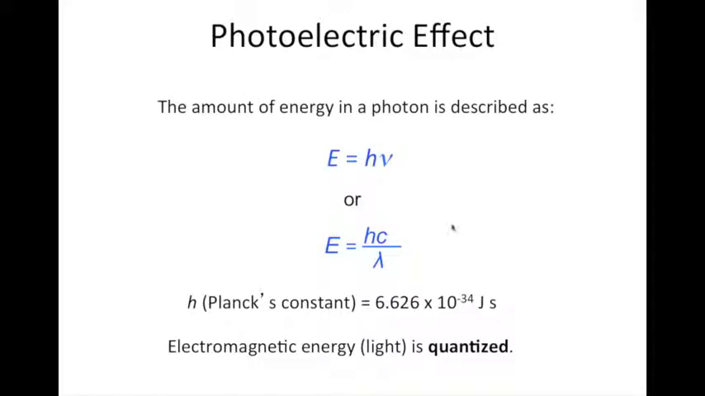The energy of a photon, as we said, is related to the frequency of that photon times a constant, h, which is Planck's constant. So the energy of a photon of light is equal to Planck's constant times the frequency. Remember that the frequency of light is also equal to the speed of light divided by its wavelength. So we could rewrite this formula as energy is equal to Planck's constant times the speed of light divided by the wavelength of the light.